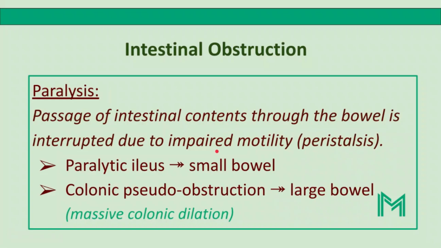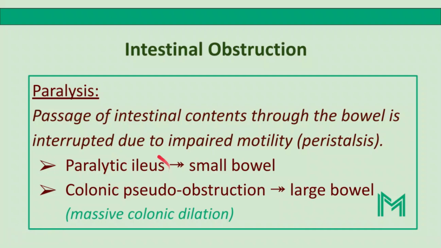Now, what does paralysis or functional obstruction mean? It means that the passage of intestinal contents through the bowel is interrupted as a result of impaired motility or impaired peristalsis. So there is no structural abnormality that is blocking intestinal contents from passing through the bowel. There is no physical barrier. The issue when it comes to functional obstruction or paralysis is that there is impaired motility or peristalsis.